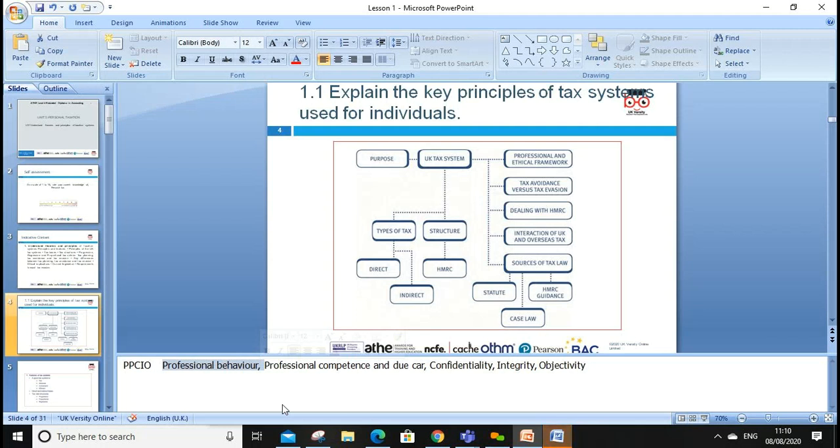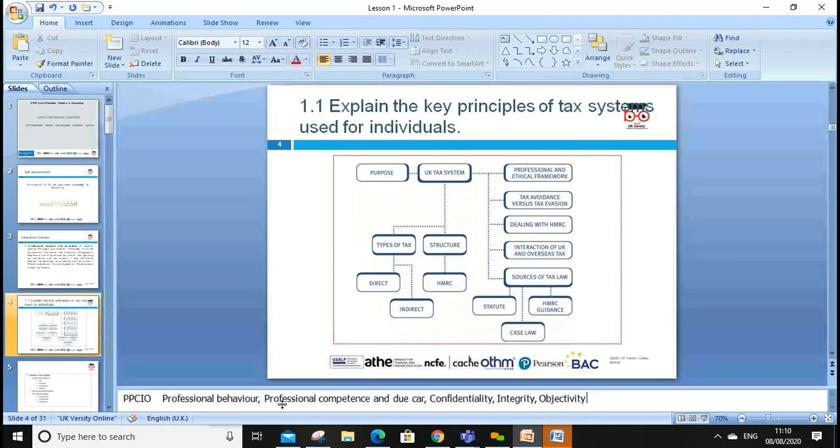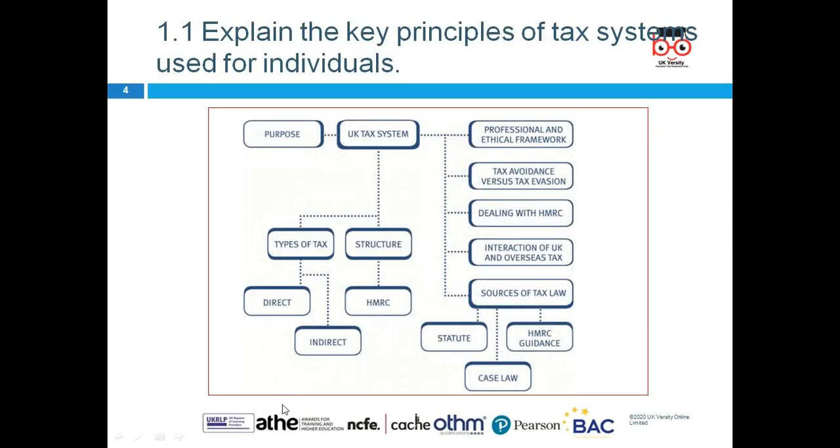Professional competence and due care. You're supposed to be professionally competent, with up to date knowledge, because every year the tax rates change. If I don't update my knowledge and skills, I'm not competent. That's why CPD is important. Confidentiality: don't disclose information to a third party. Integrity is honesty. Objectivity means being independent. You give a true and fair view about the tax to people. So that's what we need to look at.